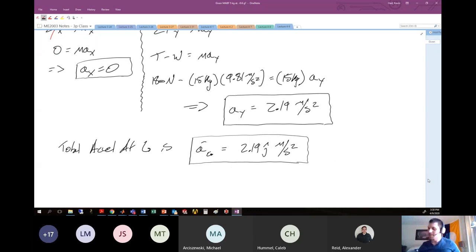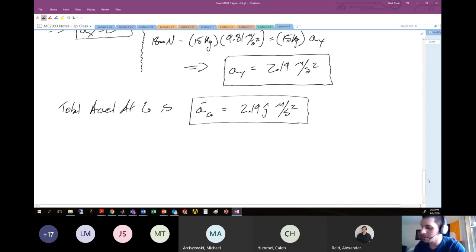Sweet. So far, so good. I still have to keep going because I need the angular acceleration. So still need this angular acceleration alpha. To get that, we're going to use the sum of the moments about G as I_G alpha.